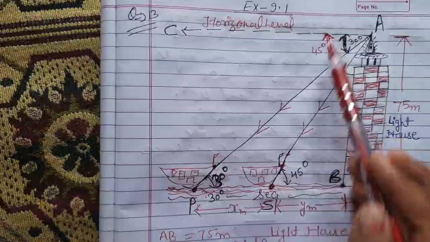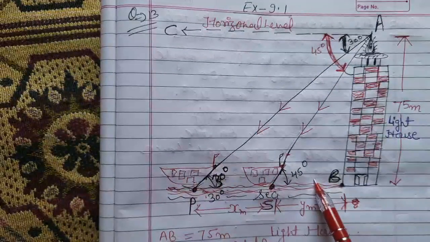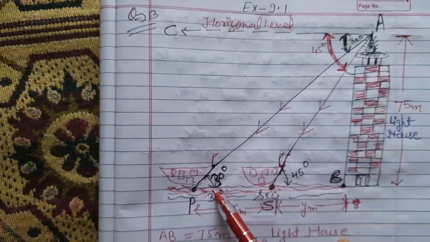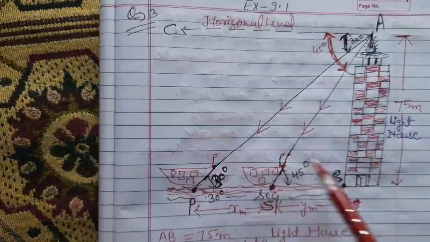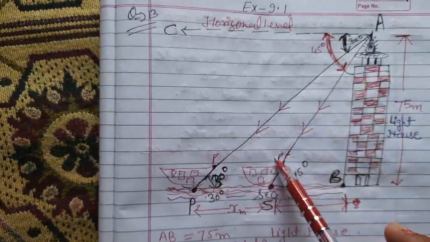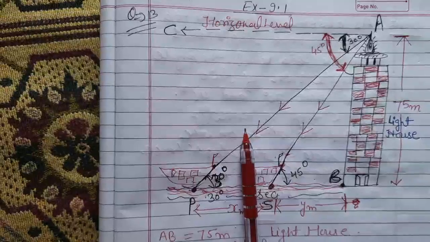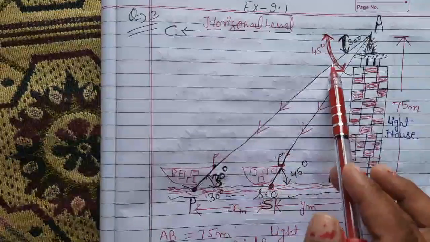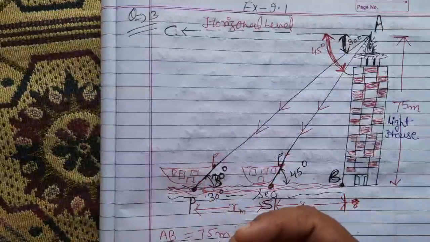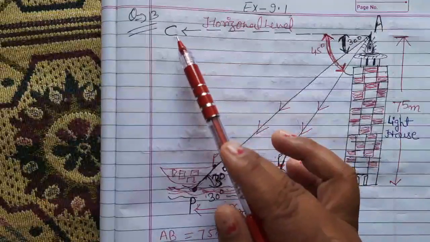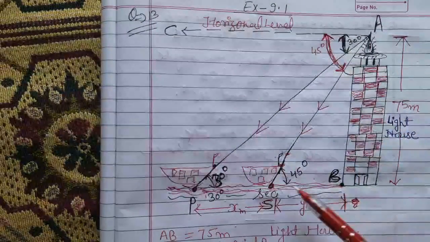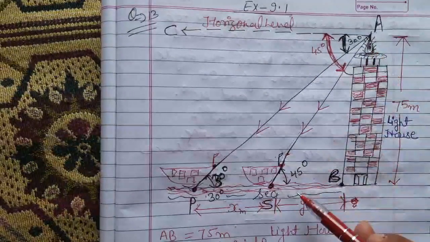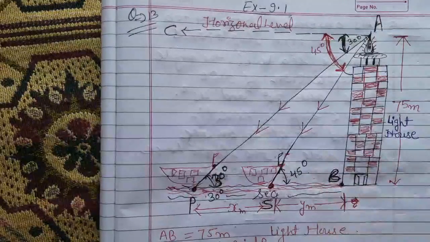As this horizontal level and the level of the sea are parallel to each other, we can say angle CAP is equal to angle APB, 30 degrees, by the alternate angle property, as AC and PB are parallel to each other. Now angle CAS, the complete 45 degrees, will be equal to angle ASB. This will be 45 degrees.